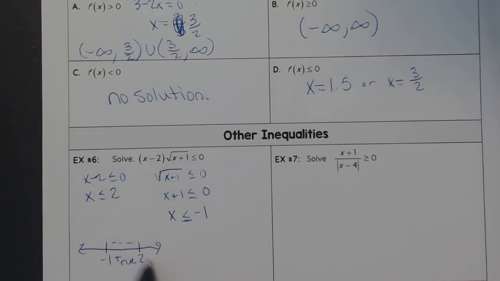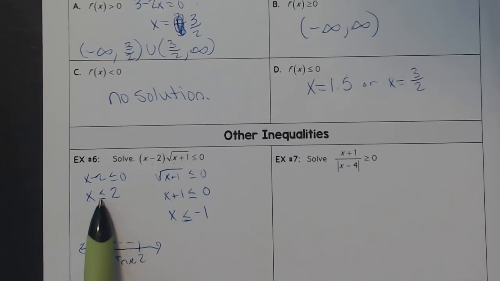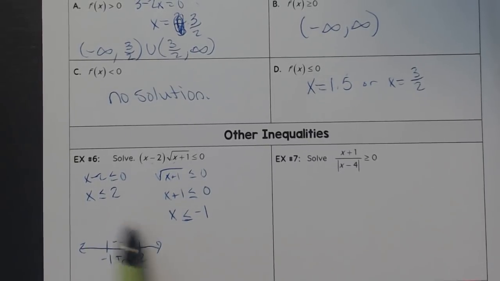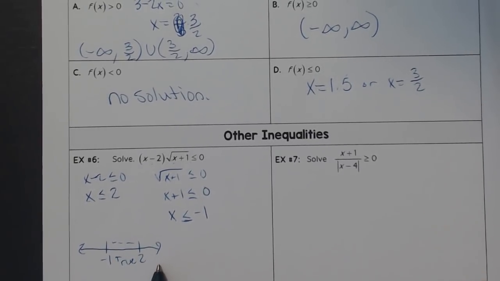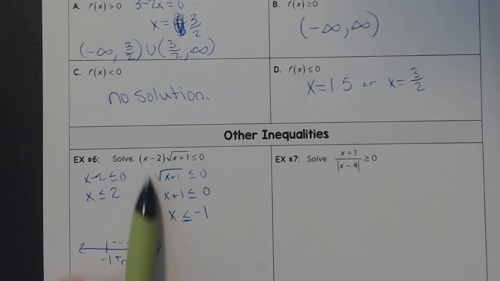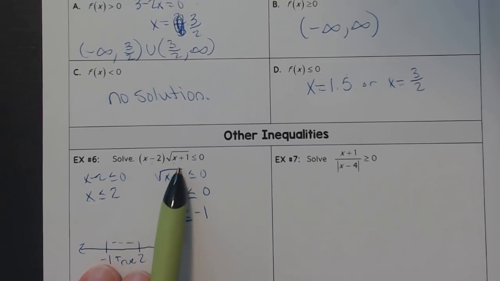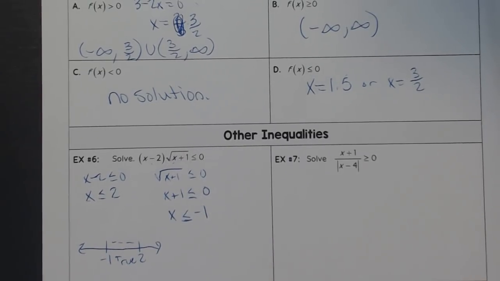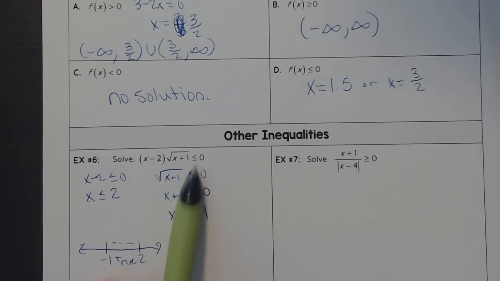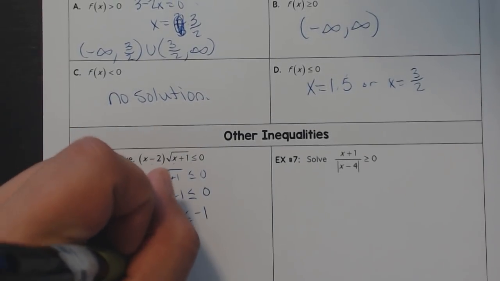But when I plug in something greater than 2, remember, we already see here that it can't be that, but we got to still see it anyways. If I plug in, say, 3, well, 3 minus 2 is 1. But 3 plus 1 is going to be 4. Square root of 4, that's 2. 2 times 1 is going to be 2. That's greater than 0, so we get a false here.